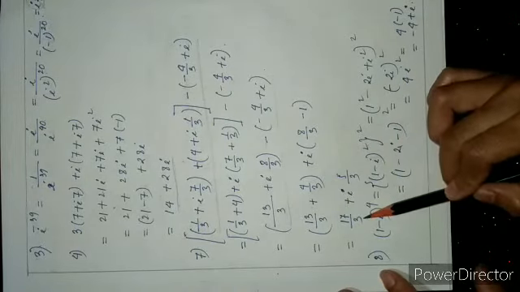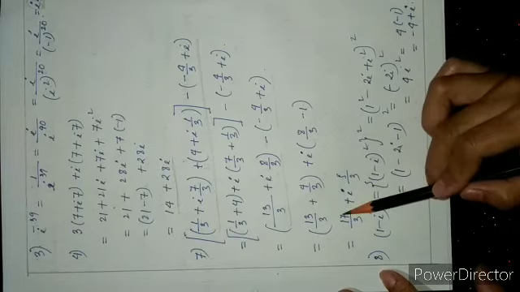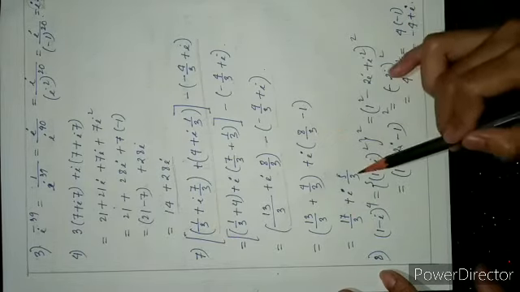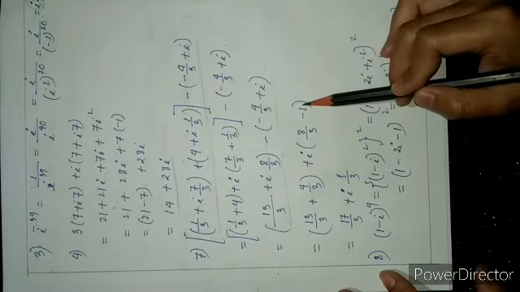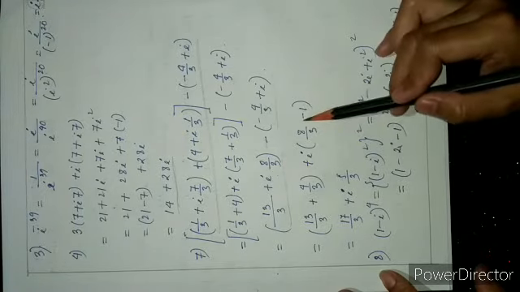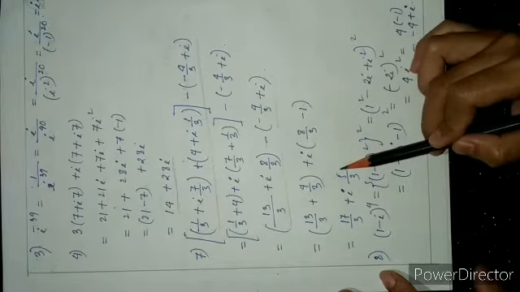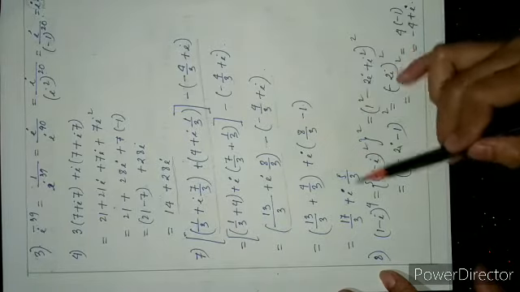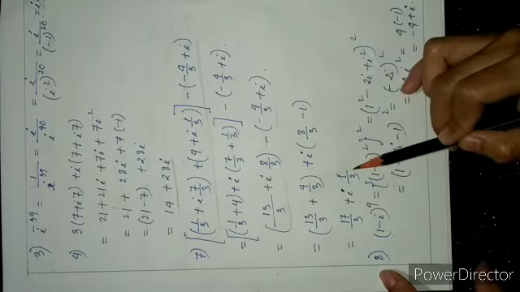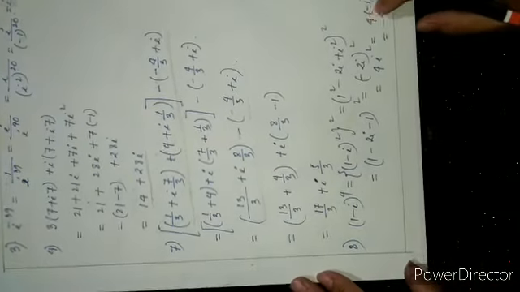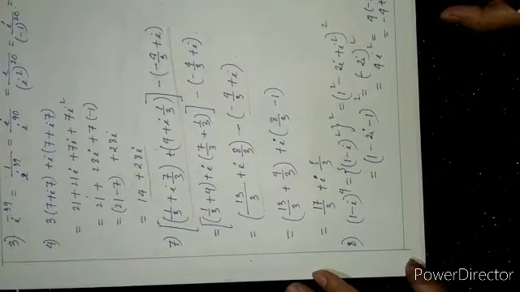Same denominator, 13 plus 4 is equal to 17. Take the LCM 3 for 8 by 3, 3 into 1 is 3, and 8 minus 3 will be equal to 5. And so this expression is reduced to 17 by 3 plus i into 5 by 3, which is of the form a plus ib.